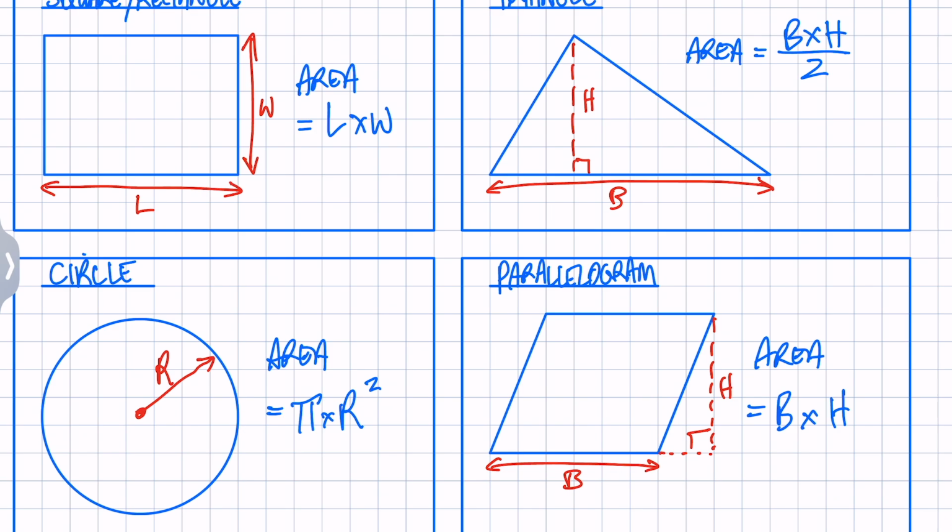Hopefully you know how to find the area of a rectangle. What's special about a square? Is a square a type of rectangle? What's special about the square there? All the sides are the same, but it's still a rectangle, okay? So the square or a rectangle, you times the length by the width of it, that's the area.